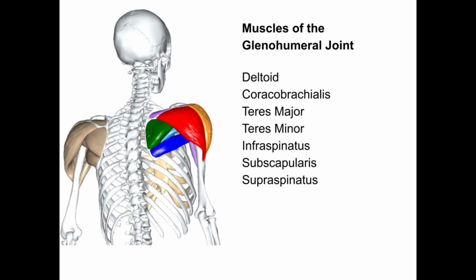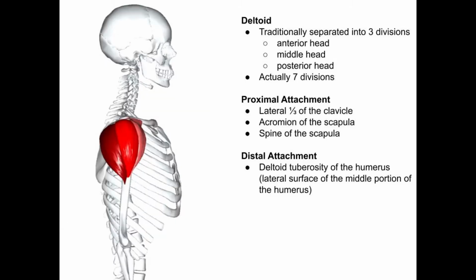Hello, we're going to talk about the muscles of the glenohumeral joint and muscles that only act on the glenohumeral joint. So these include the deltoid, coracobrachialis, teres major, and the four muscles of the rotator cuff group: teres minor, infraspinatus, subscapularis, and supraspinatus. We will start talking about deltoid.